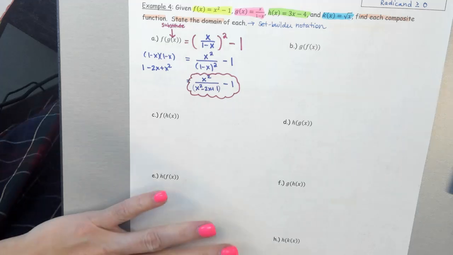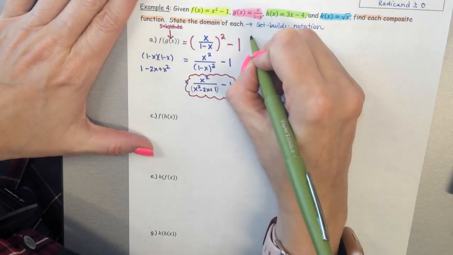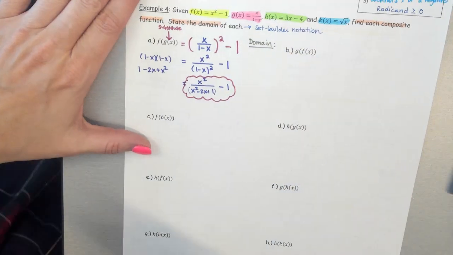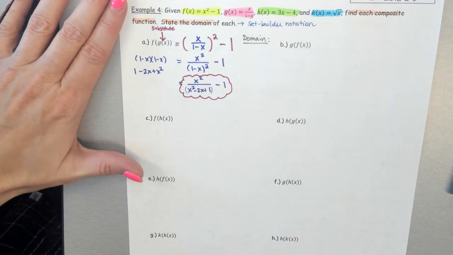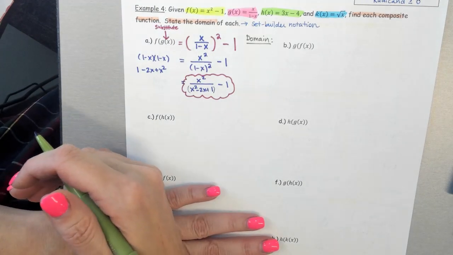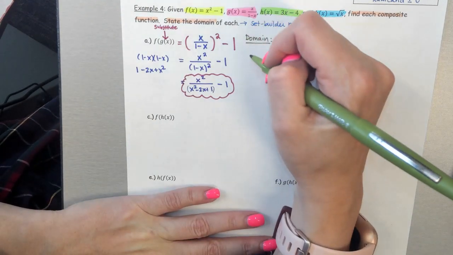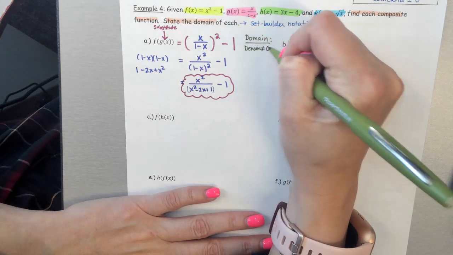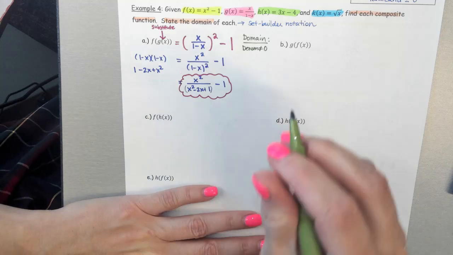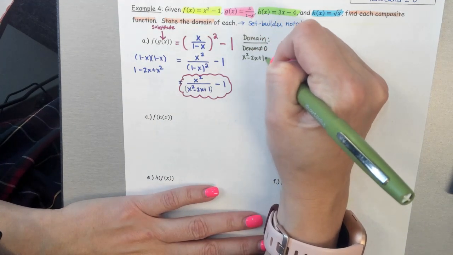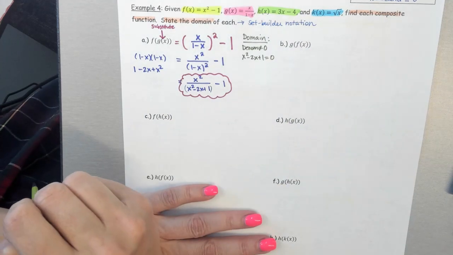Okay, and then from there, you are going to find the domain. So with the domain, all you have to do is see if there's a fraction or an even root. Okay, here we do have a fraction. So the rule with a fraction is that the denominator can't be 0. Okay, so to find the restriction, you just set x squared minus 2x plus 1 equal to 0, and you solve.